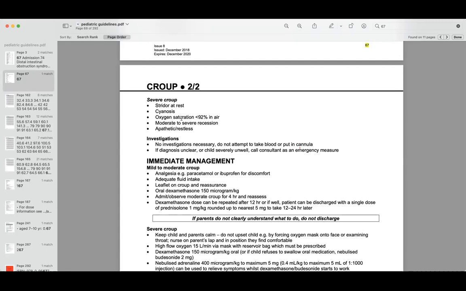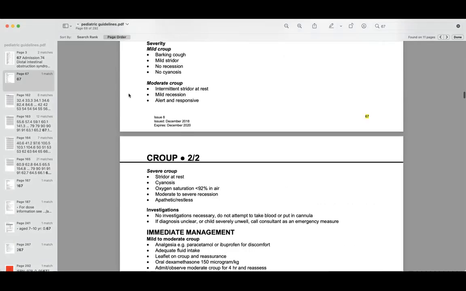So as in our case, there was stridor at rest, right, Dr. Rehana? Stridor at rest, yes. So it will come under severe. This is a very important point to tell the examiner, whether you are hearing the stridor at rest. But even in the moderate, there is intermittent stridor. But at that time, you will see the child sometimes without stridor.